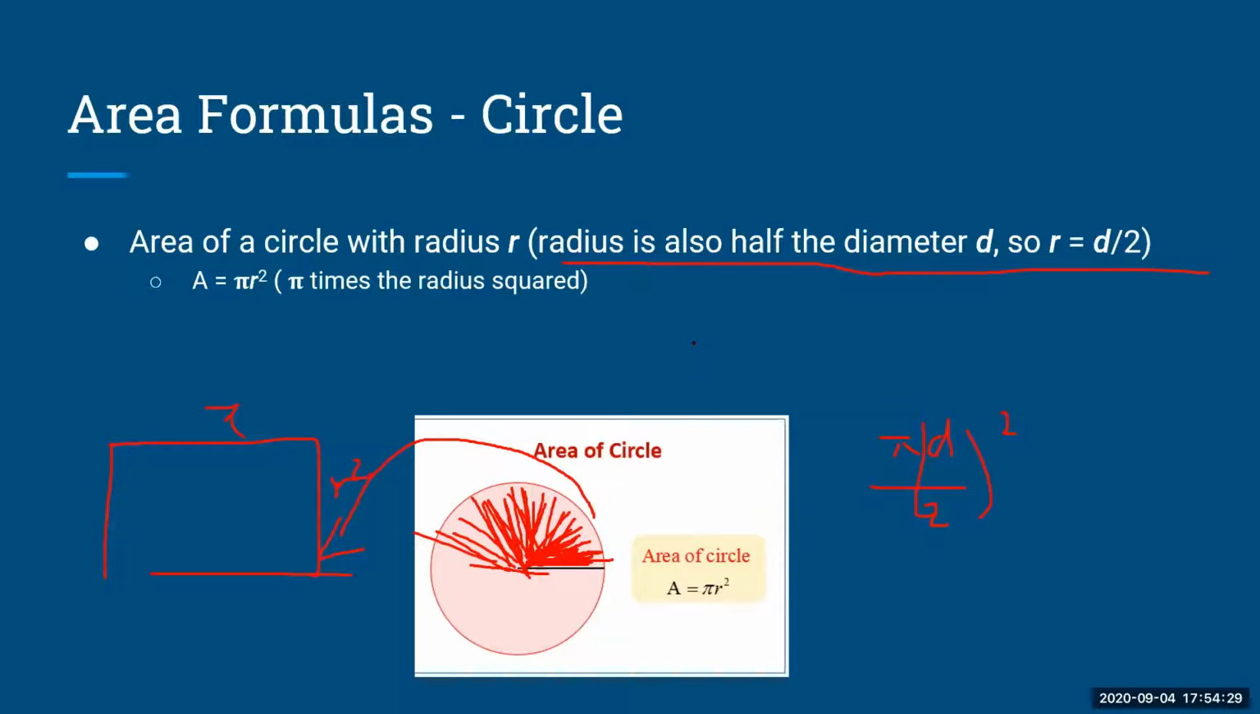It's a lot more than that. What do you mean? Oh, why? It's calculus. I do calculus for that. So yes, pi r squared, that's all you need to know. Area of a circle is pi r squared.